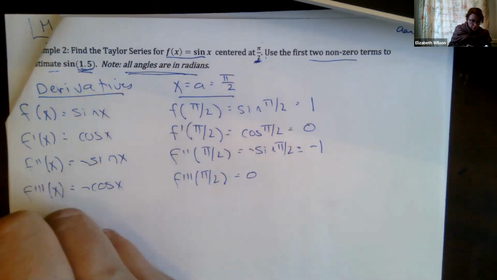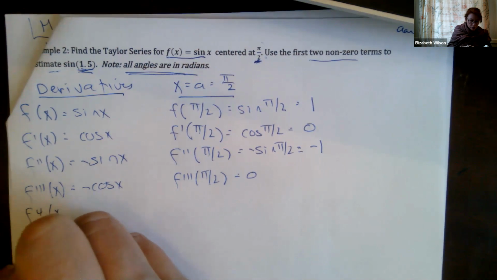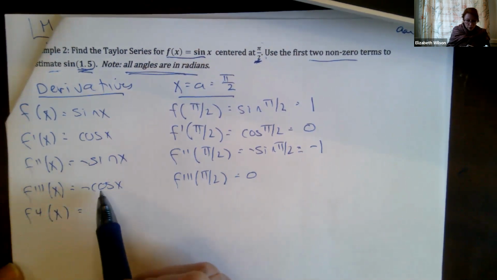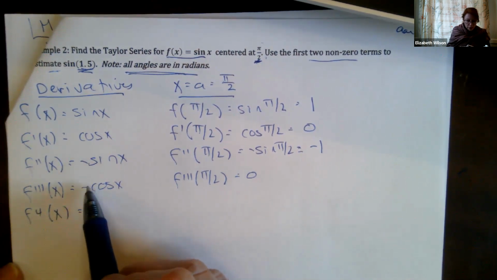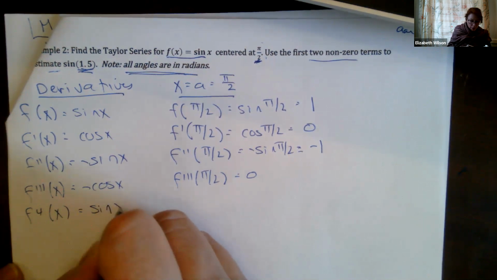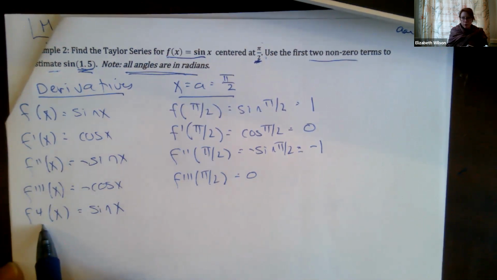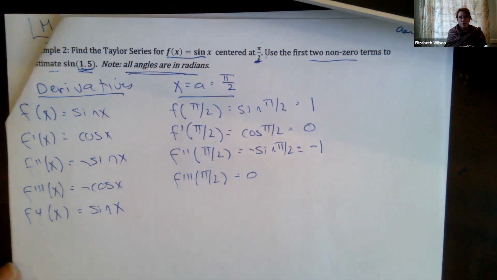equals 0. And I'm going to do this because we're going to actually talk about this in a minute. So cosine is minus the sine. Minus times minus becomes positive sine. So by the fourth derivative, we've looped back around again. This is what happens with trig functions.